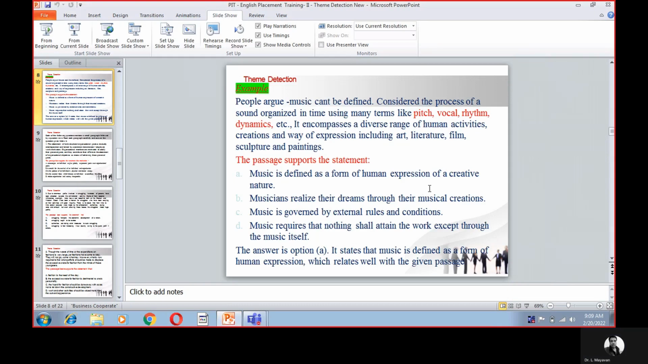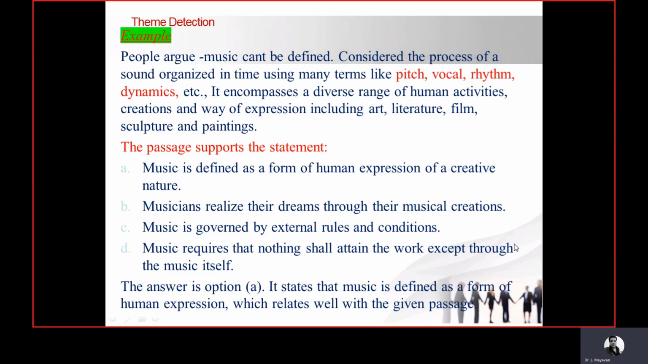Option A, music is defined as a form of human expression of a creative nature. Option B, musicians realize their dreams through their musical creations. Option C, that music is governed by external rules and conditions. Option D, music requires that nothing shall attain the work except through the music itself. And now let us consider the passage.